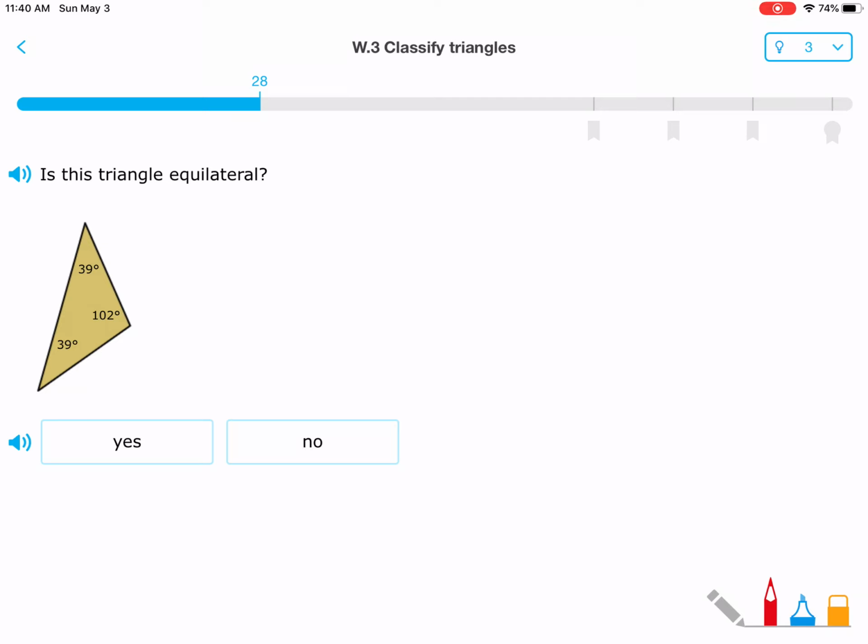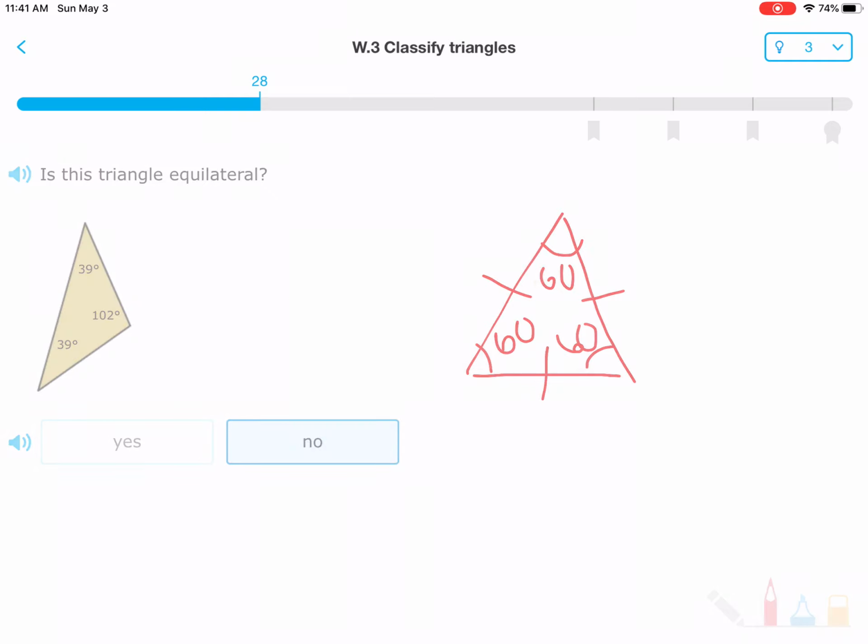Is this triangle equilateral? Are all of the angles the same measure? Okay, so if we have an equilateral triangle, which that might not quite look like one, all of the angles inside have to be 60 degrees. And you'll see why in the next IXL that we look at. But when you have an equilateral triangle, it means all angles and all sides are equal. So no.